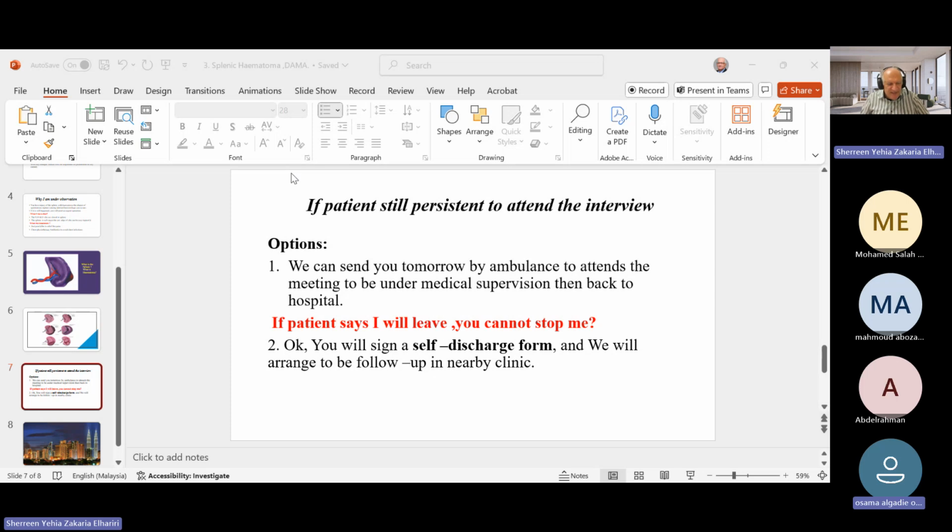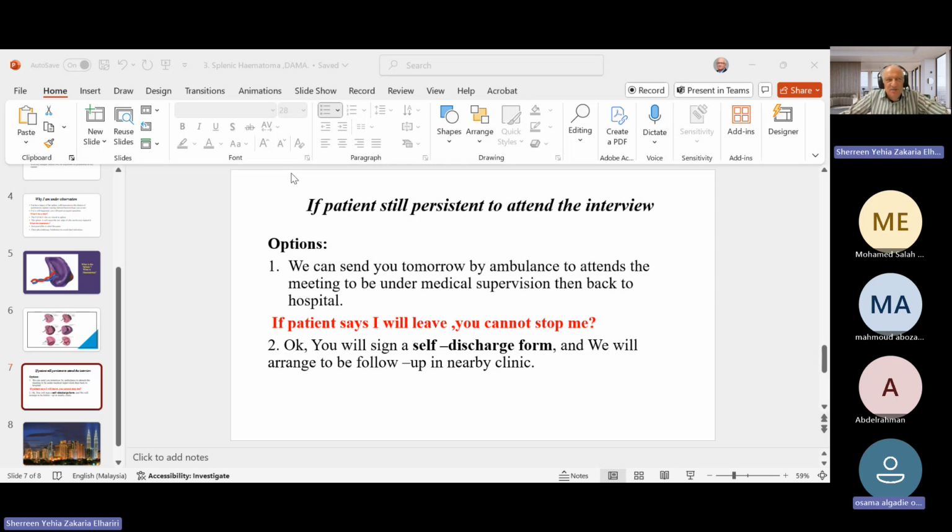Okay. So tomorrow morning you can ask your brother or anyone at your house just to bring the suit or clothes to you, and we send you by ambulance, just to finish the interview, maybe half an hour, and come back to the hospital. If they insisted, okay, we sign a consent for discharge against medical advice.